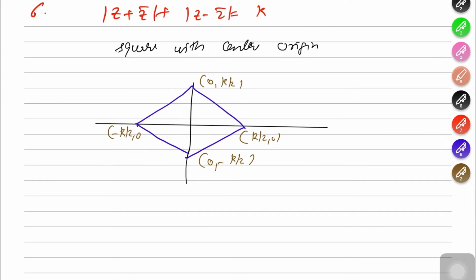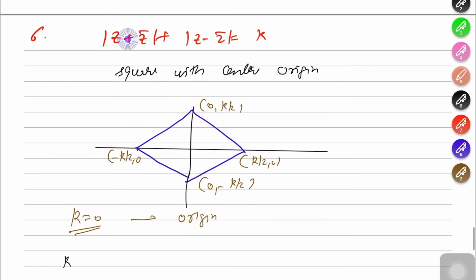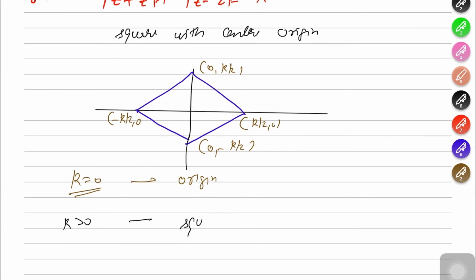Here it doesn't matter whatever K may be, 1, 2, anything. What if K is equal to 0? In this case, obviously they just merge into one single point, the origin. And K can't be negative because the sum of two moduli is always positive. So K is always positive, and in this case the locus is a square.